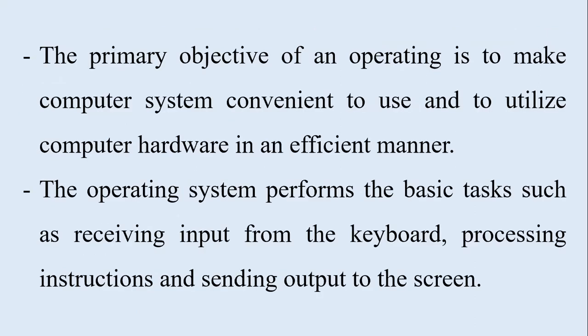So the primary objective of an operating system is to make the computer system convenient to use and to utilize computer hardware in an efficient manner. The operating system performs the basic tasks, such as receiving the input from the user through the keyboard, then processing those instructions, that is converting them into a form that can be understood by the hardware, and sending output to the screen. In other words, the operating system receives the input from the user, which can either be data or instructions, through the keyboard. Then it carries out processing of those instructions and that data, and it gives out the required output through the screen or through other means that we are going to learn in subsequent presentations.